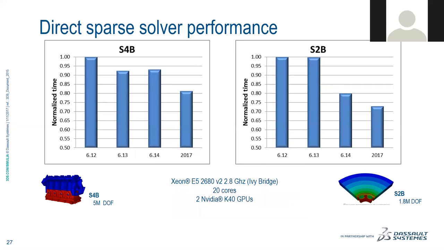And here is the same, but we are fixing one hardware, this Ivy Bridge, using 20 cores. The idea here is to compare how the software has improved throughout the previous releases. You can see a 20% to 25% improvement in performance.